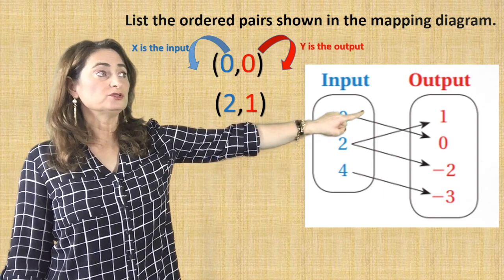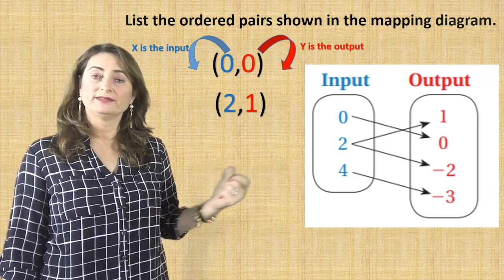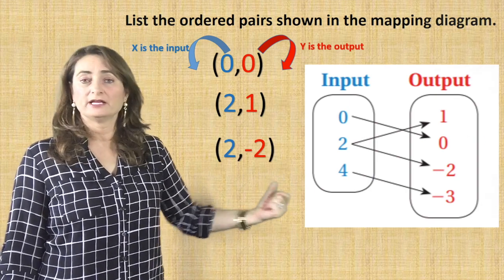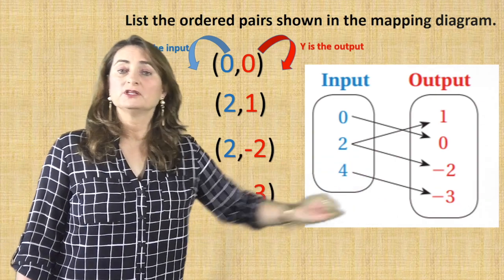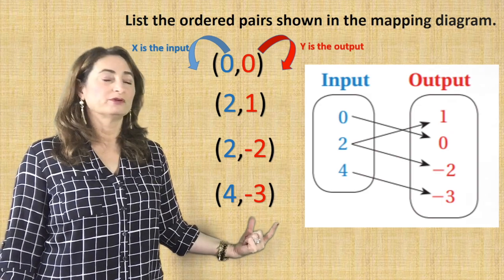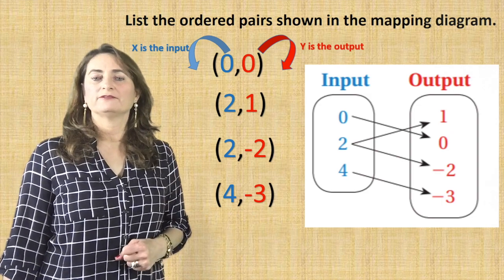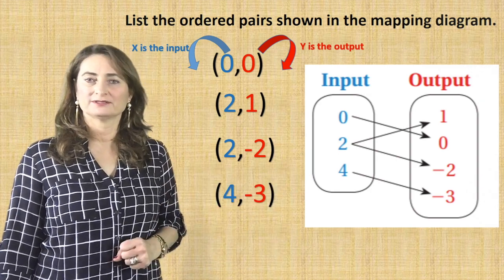Now watch how the 2 is also paired with another output, which is negative 2. To write that down, 2 is the X and negative 2 is the Y. Now 4, the arrow is pointing at negative 3. As an ordered pair, X is the input 4, Y is the output negative 3, and I know this input is related with this output using the arrows.